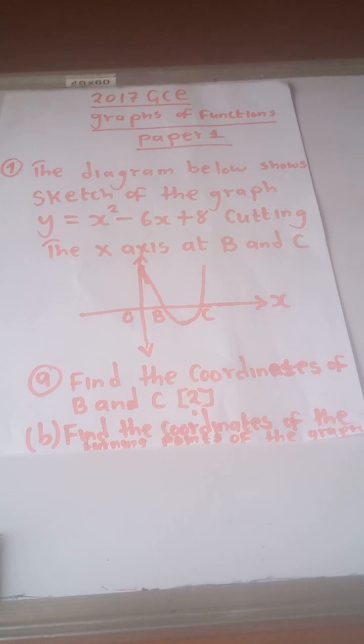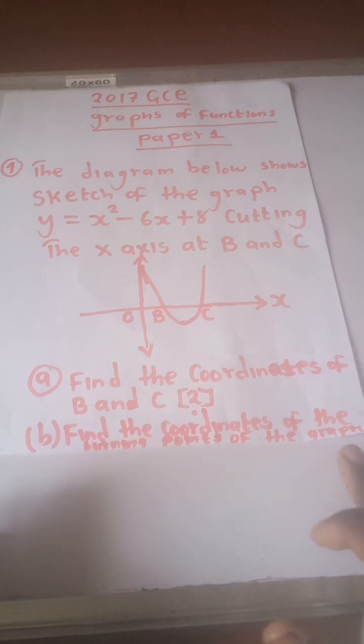Question A says, find the coordinates of B and C. So they want you to find the coordinates of B and C. Question B, find the coordinates of the turning points of the graph. So we'll start by answering the first question. It says find the coordinates of B and C. So they want you to find the numbers which are there at B and also C.